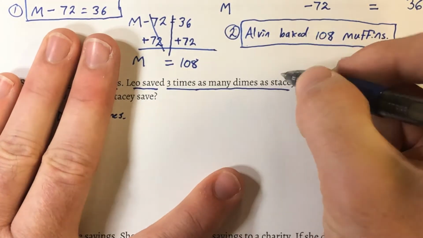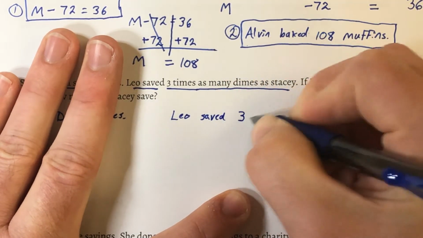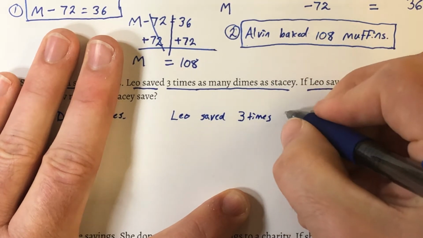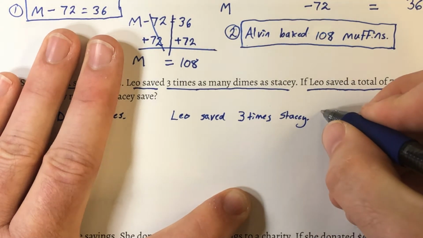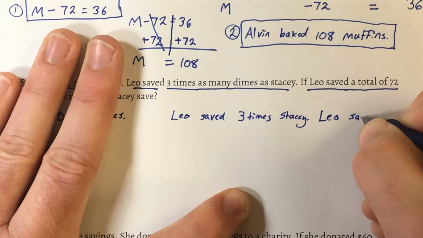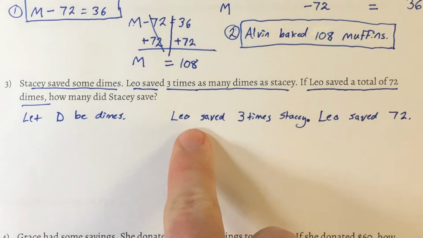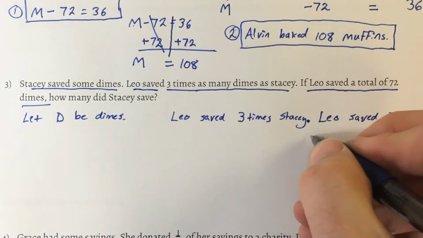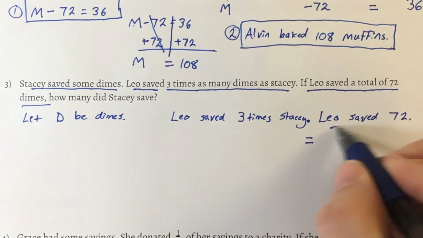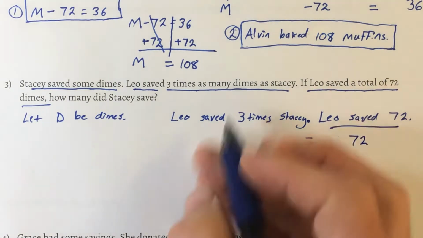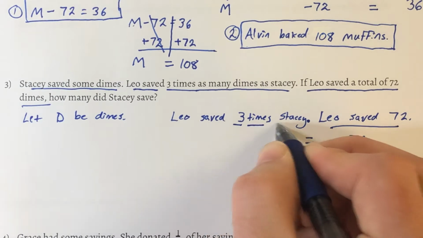So I have Leo saved 3 times Stacy, and then Leo saved 72. So, because I have Leo saved, the middle right here, that's going to be our equal. This is going to equal this because it's all about Leo. So what did Leo save? Leo saved 72. Now I'm going to essentially answer it again. What did Leo save? Leo saved 3 times Stacy.